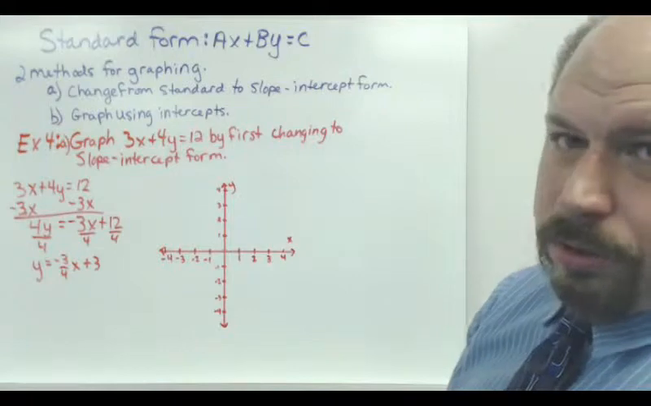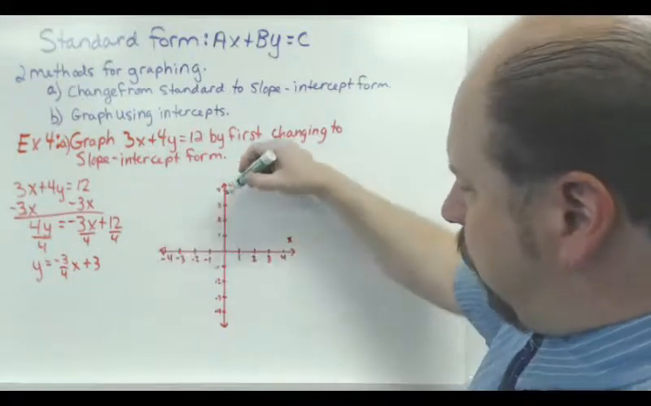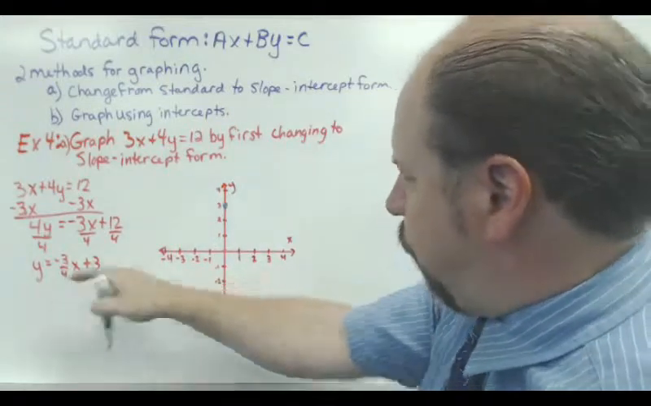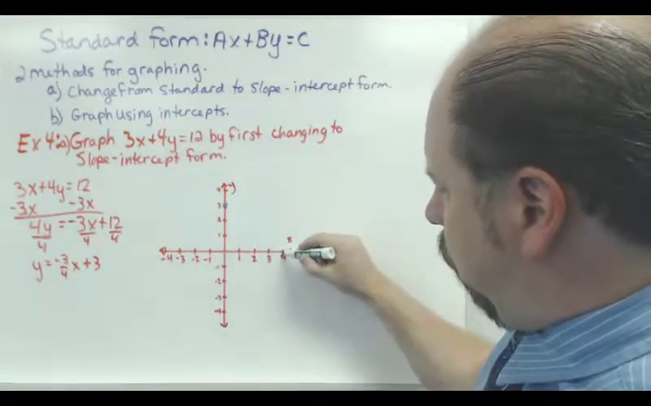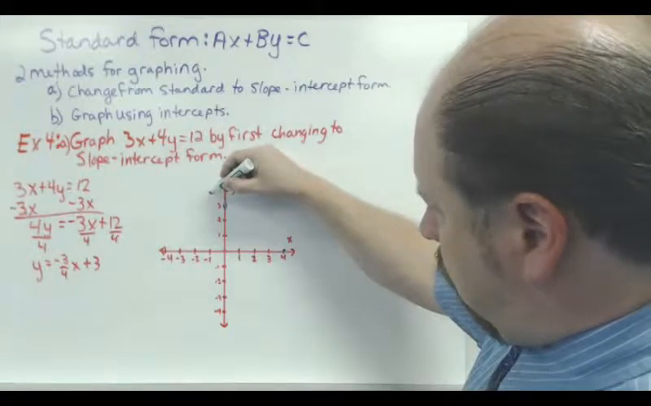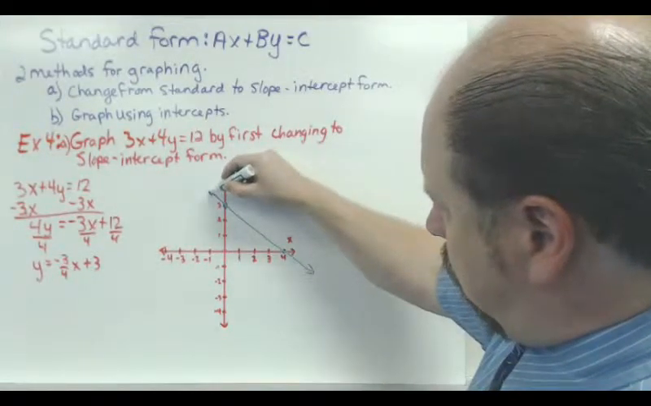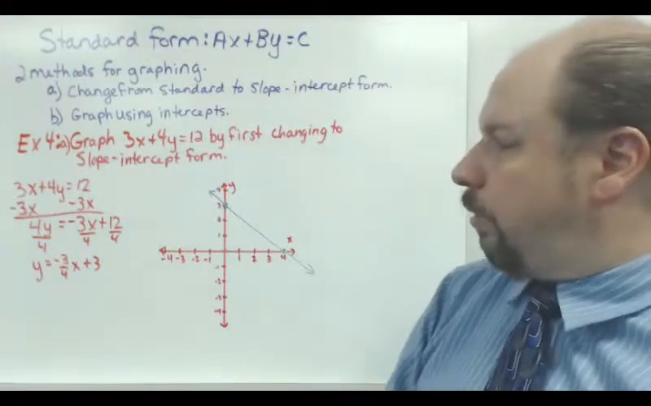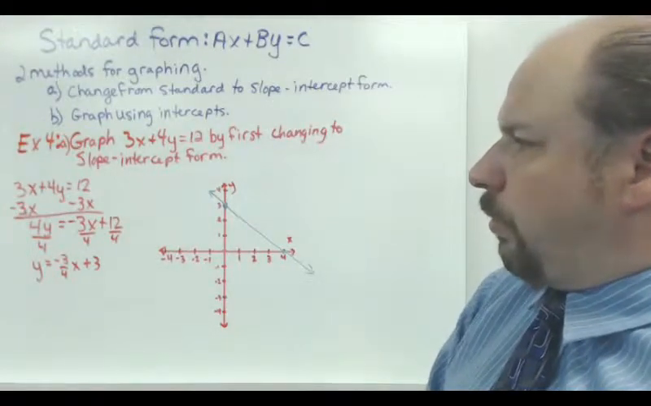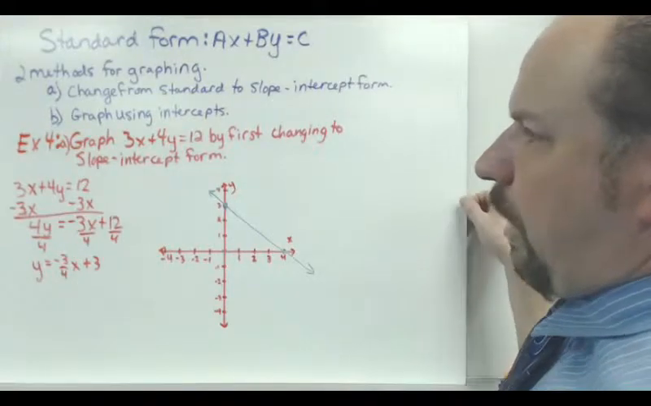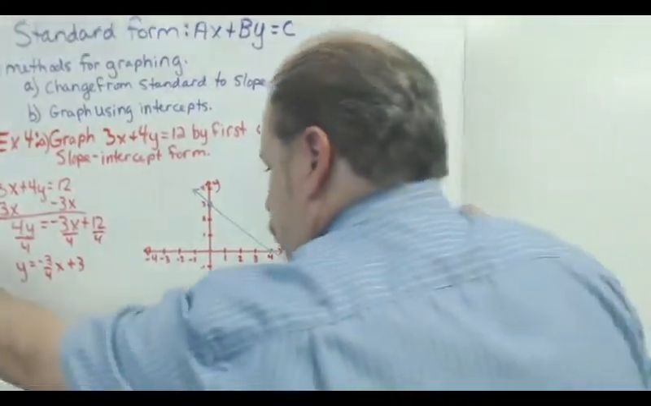Let's just graph the line. So we have plus 3. We're going to go down 3 and over 4, down 3 over 4, and now I'm going to just connect with a line, and there we go. So we're all done. Okay, so next what we're going to do is graph by finding intercepts.